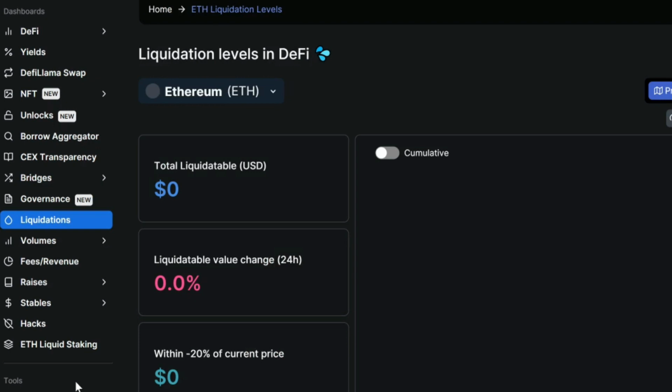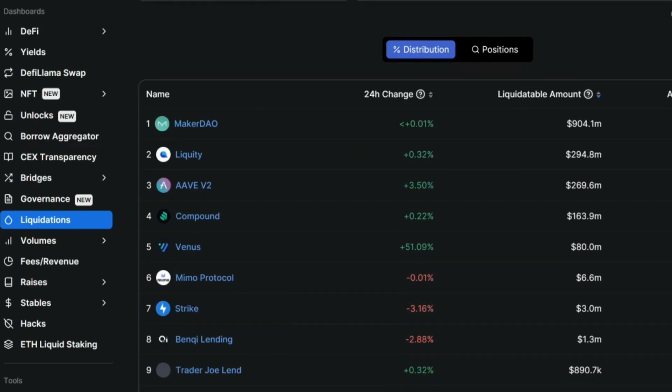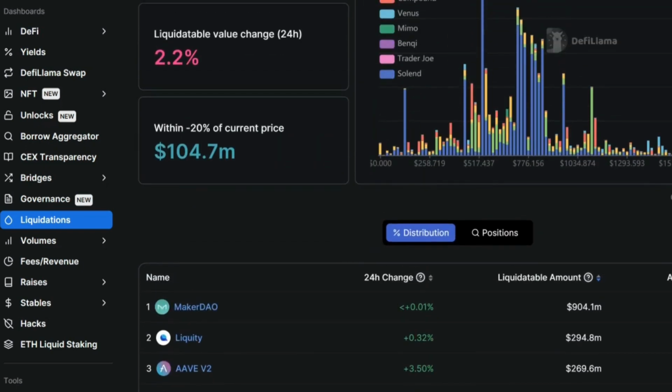Liquidation levels in DeFi. Okay, now liquidation levels in DeFi, right? Now this money is gone, 1.7 is gone on different protocols like that. It offers a perpetual DEX on decentralized exchanges, right? Solend, MakerDAO, Liquity, Aave, Compound, Venus, Moonwell protocol, right? Then lending. This is when you lend, or when you borrow assets and offer collateral, and there's a limit, maybe a price change that could get you liquidated and the rest of them, right? So that is what we have here, right?